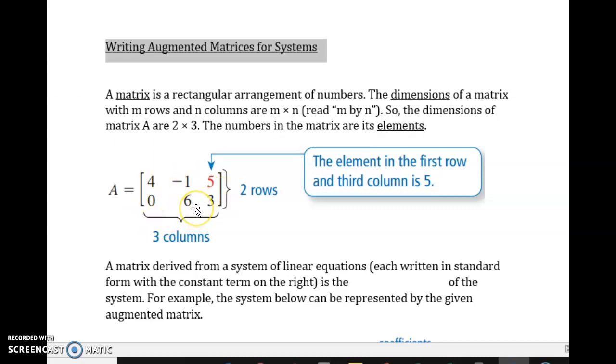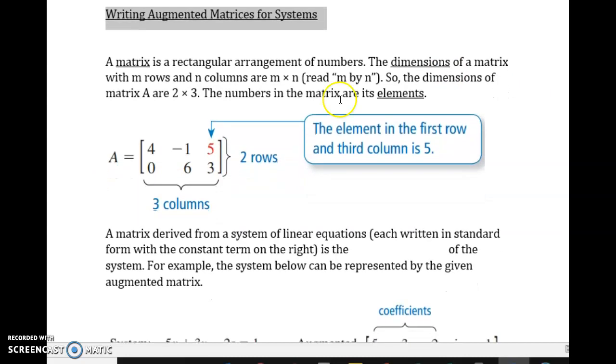This matrix here has 6 elements because it has 2 rows going left to right, and it has 3 columns, so there's a total of 6 elements in matrix A. The element in the first row in the third column is 5. The element in the first row in the first column is 4. Those words, matrix, dimensions, elements, will be used throughout this lesson. I just want to point those out because those are going to be important.